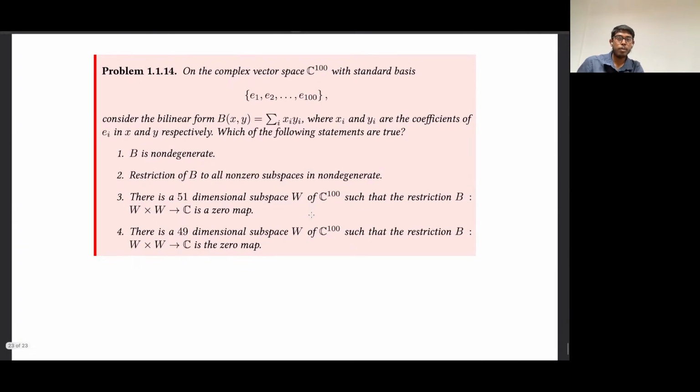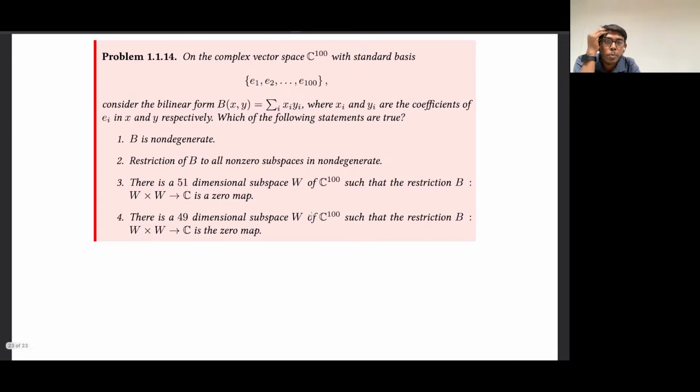So let's discuss the last problem. On the complex vector space C to the 100 with a standard basis, consider the bilinear form B(x,y), which is defined as summation x_i y_i, where x_i and y_i are the coefficients of e_i in x and y. So it means that x is equal to x1 dot dot dot x100 and y is equal to y1 dot dot dot y100. And then which of the following statements are true? So we have to talk about the degeneracy, non-degenerate.